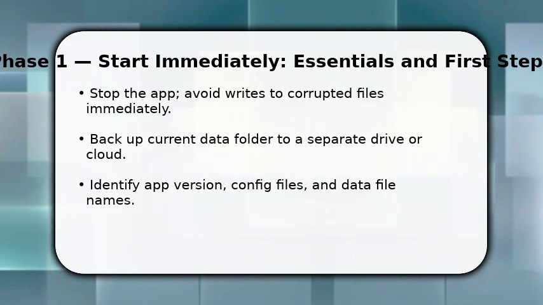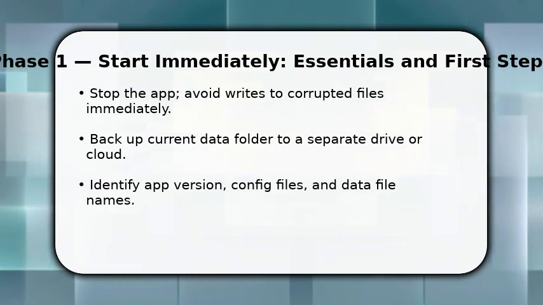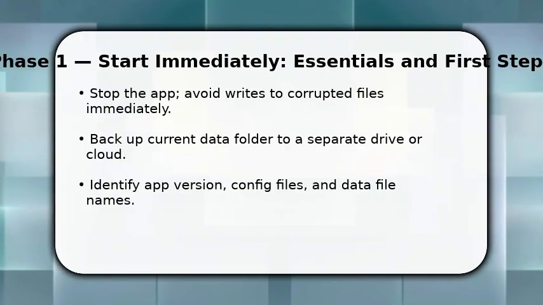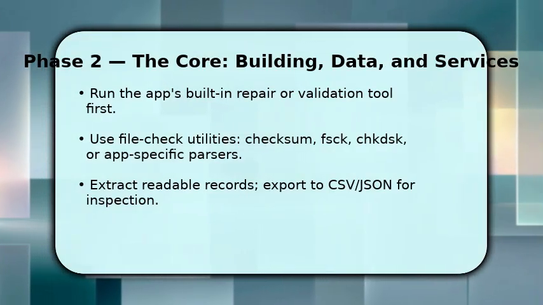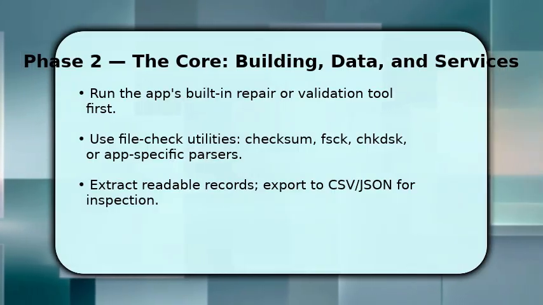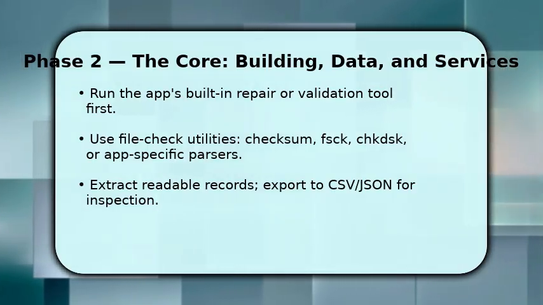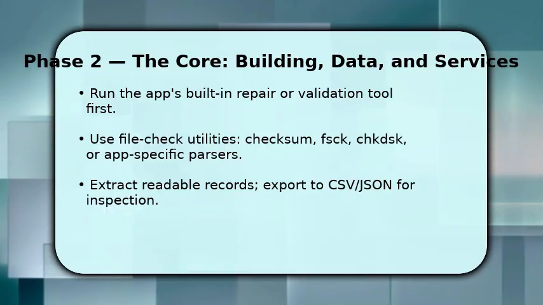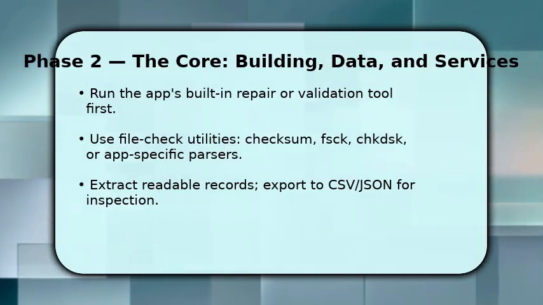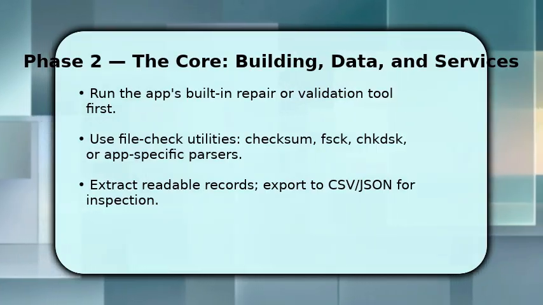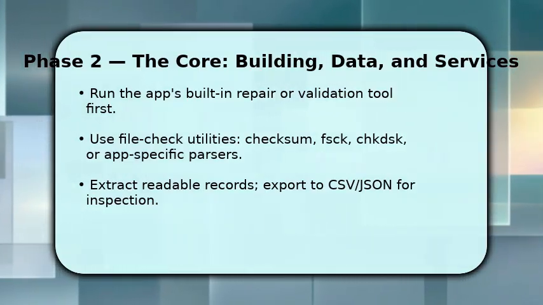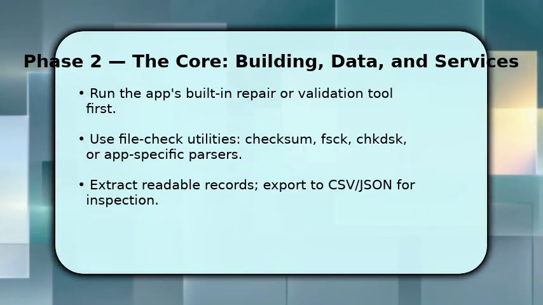You run the built-in repair or validation tool first. App vendors often include loss-minimizing fixes. If that fails, compute checksums and run file system checks like chkdsk or fsck to rule out disk-level errors. Then use app-specific parsers or recovery utilities to extract readable records and export them to CSV or JSON for inspection.